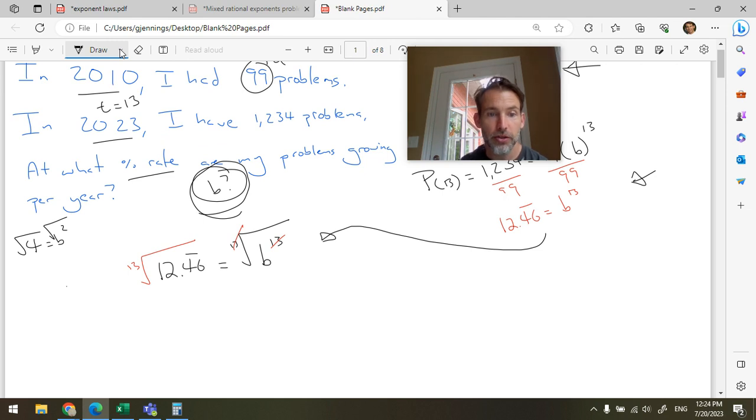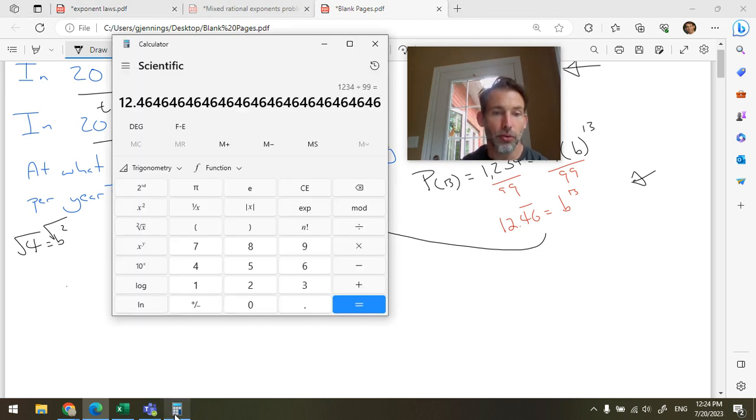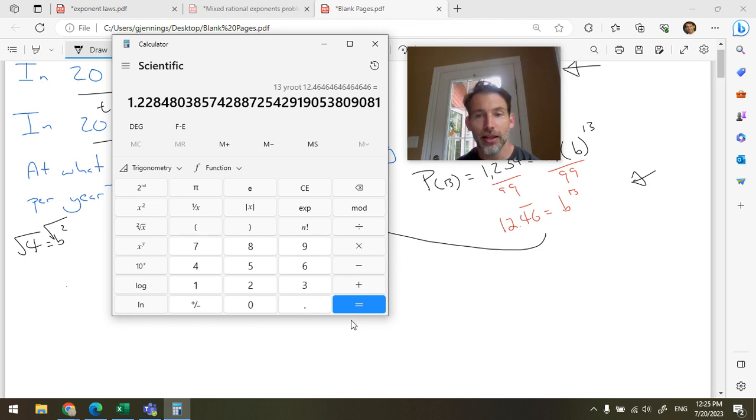It's not getting funnier. So B is equal to, well, we've got it here. Let us take the, and now I'm kind of lost here. I've got to go second function and then do the 13th root of 12.4646464646. And for those of you who appreciate my commitment to accuracy there, we salute one another. Okay, so it turns out that they're growing at that rate every year.